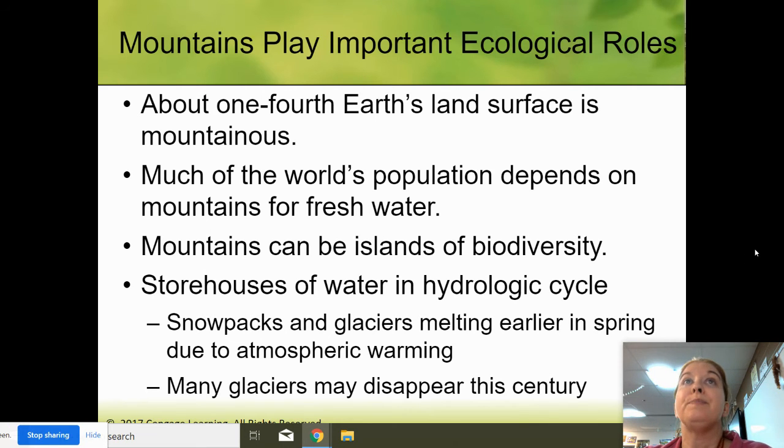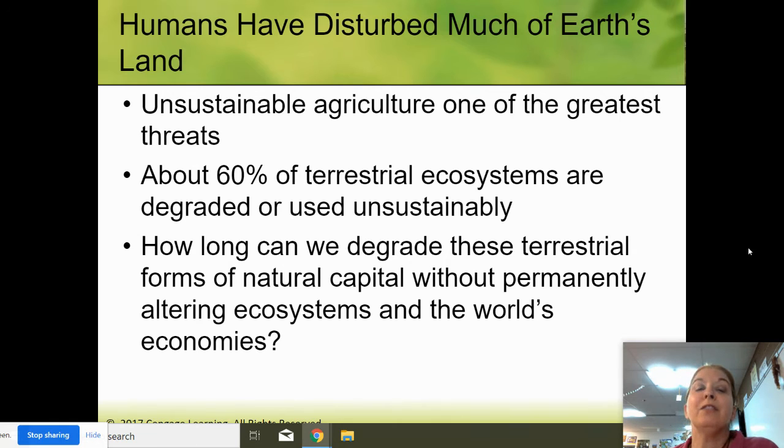So bad news. Humans have disturbed much of Earth's land. Who would have known? So unsustainable agriculture is one of the greatest threats to this planet. Industrialized agriculture is awful for the planet. It is not a sustainable method at all. Very, very bad. And we'll talk about that multiple times this year. About 60% of terrestrial ecosystems are either being degraded, so lower quality, or being used unsustainably. So we can't keep going with whatever we're doing.